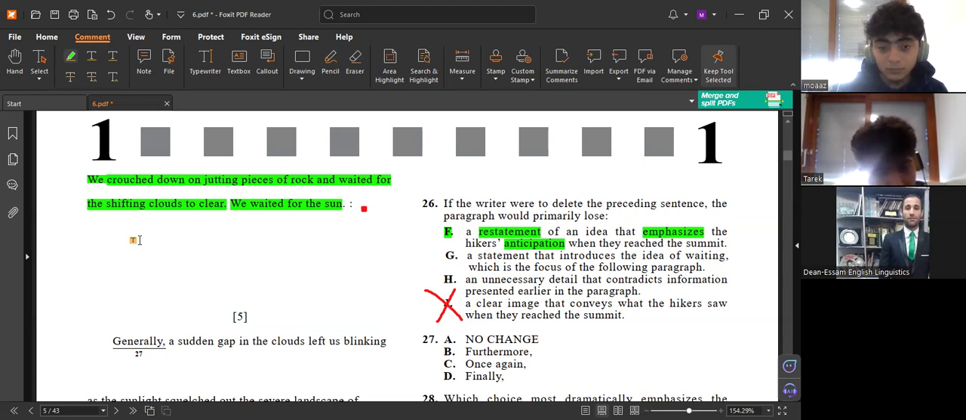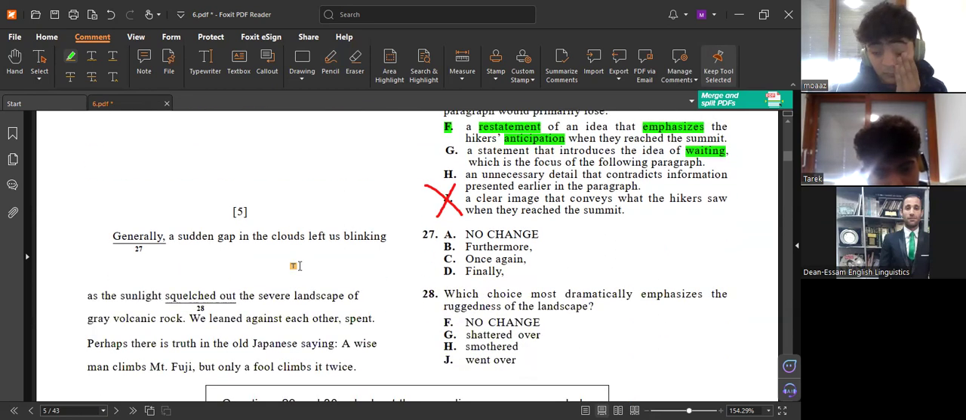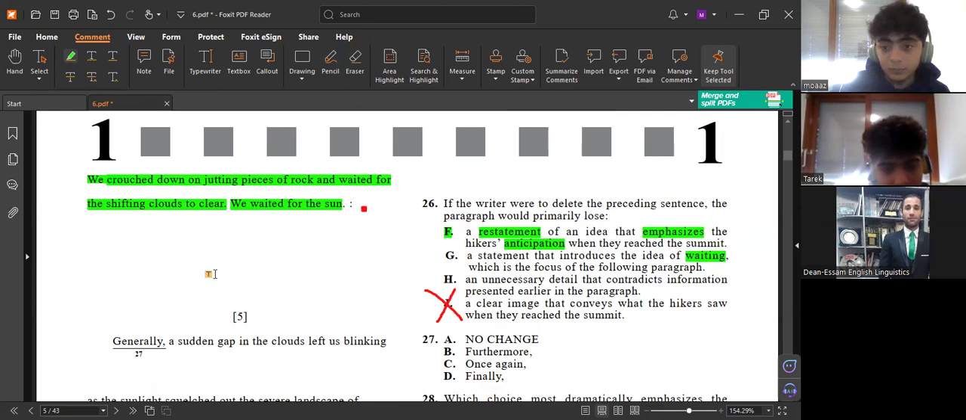Restatement or not? Yes. But wait, do we have any indication or repetitive ideas about G? A preceding sentence introduces the idea of waiting, which is the focus of the following paragraph. The following paragraph talks about that? I'm looking. It's not talking about waiting for the sun at all. A sudden gap in the clouds left us something else, not waiting. So letter G does not make sense.